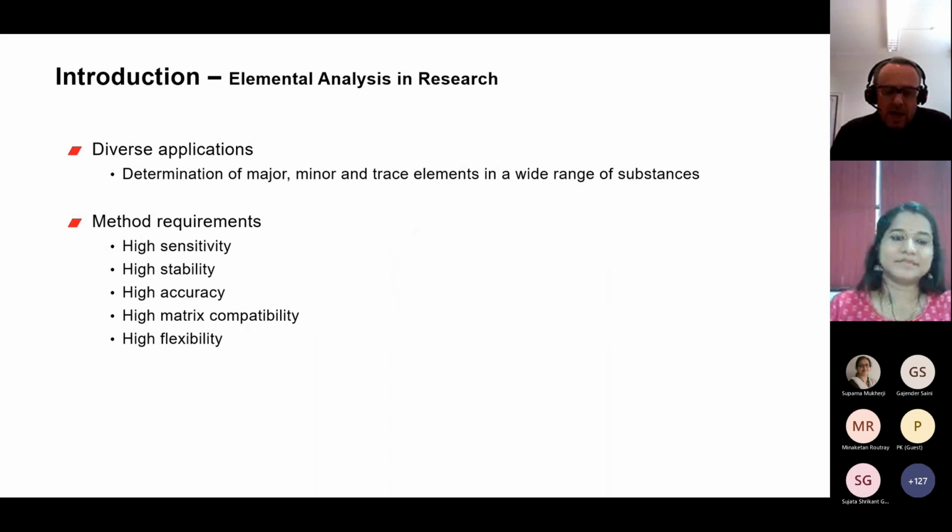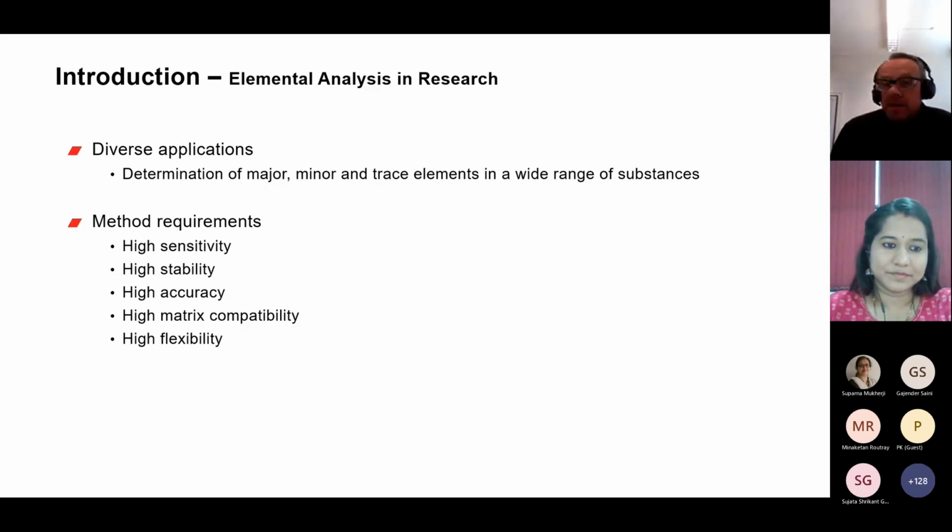Okay, now it works. Well, elemental analysis in research can really be a challenging task. The applications are diverse and demand the determination of major, minor, and trace elements in really a wide range of substances, from inorganic to organic matrices to complex and line-rich components.